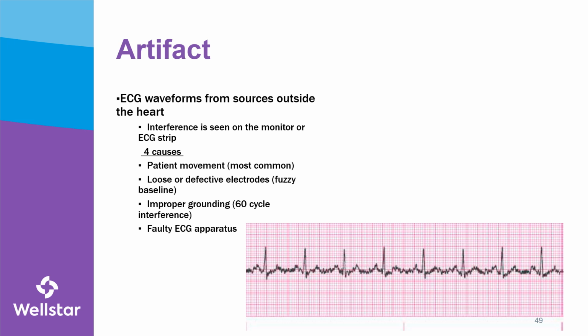All right, we'll touch on artifact. These are EKG waveforms from sources outside of the heart. This can be like the patient moving or some kind of electrical interference. If they have a cell phone or some kind of device that's putting out electrical noise, it has the potential to interfere with the ECG strip and its read. However, never assume that this is artifact at first glance.